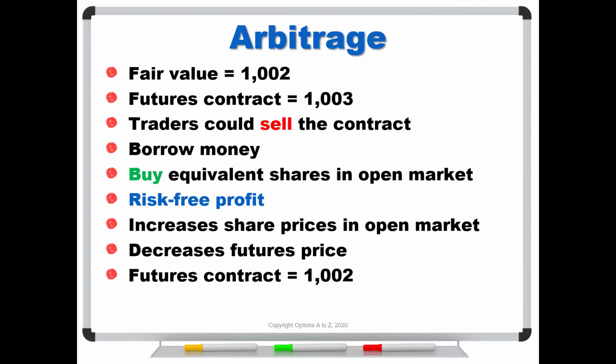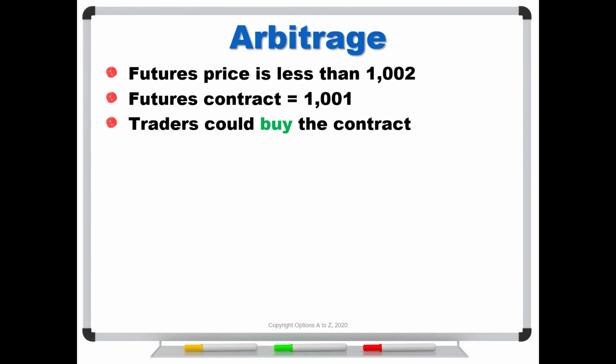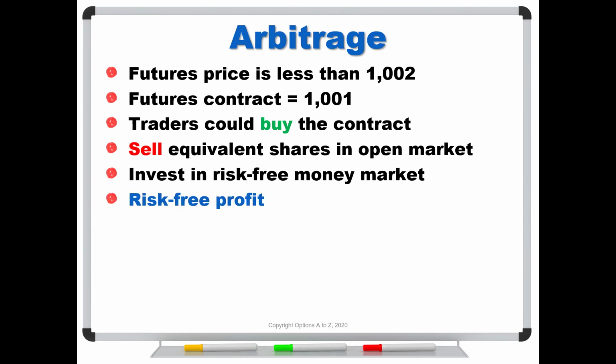Well, what's going to happen if the futures price is less than our fair value of 1,002? Let's say the futures contract is trading for 1,001. Well, the traders or the computer programs will just do the reverse. They're going to buy the contract because it's now relatively cheap, and they will sell the equivalent shares in the exact proportions in the open market. And with all of this money they collect, they will invest that in the risk-free money market. And again, this generates a risk-free profit.